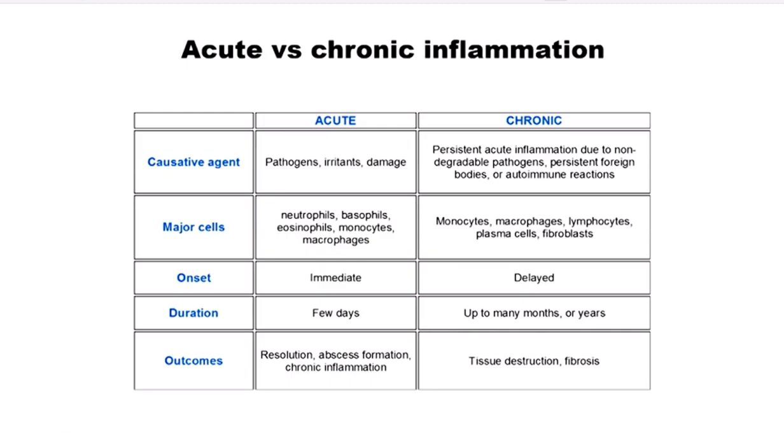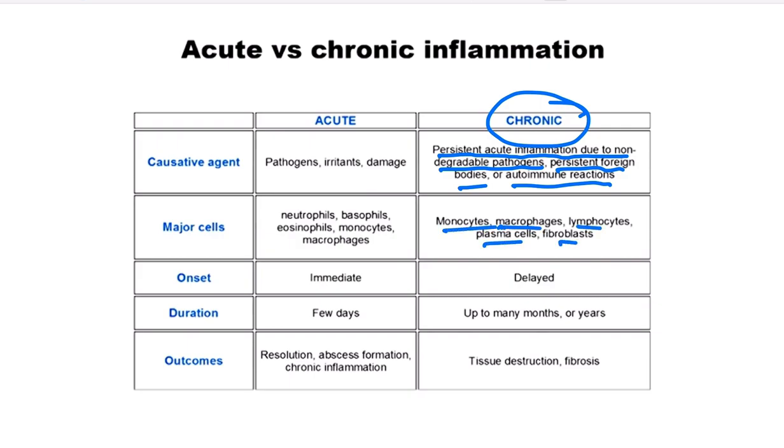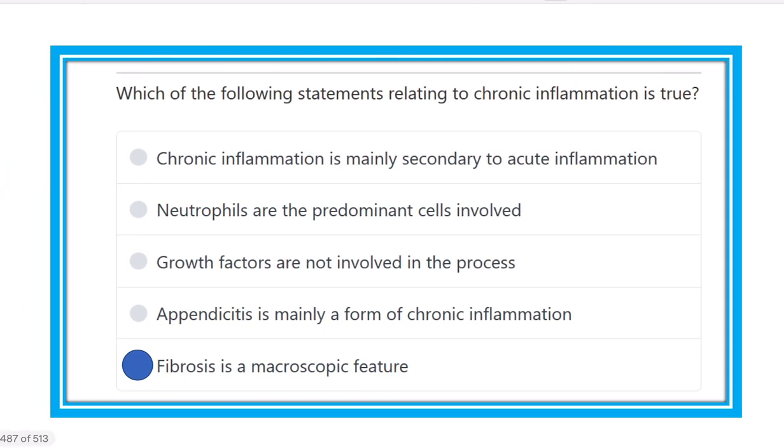So, acute versus chronic inflammation. Chronic inflammation persists due to non-degradable pathogens, persistent foreign bodies and autoimmune reaction. That means chronic inflammation starts as acute inflammation, but when acute inflammation persists more than 6 weeks, it is known as chronic inflammation. The cells involved are monocytes, macrophages, lymphocytes, plasma cells and fibroblasts, and it is delayed, that means more than 6 weeks, and it may require months or years, and finally there is tissue destruction and fibrosis.